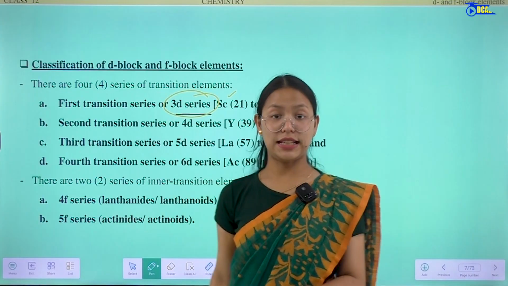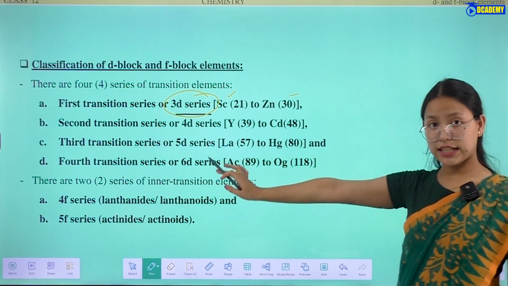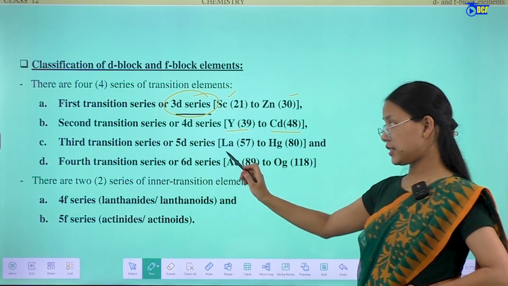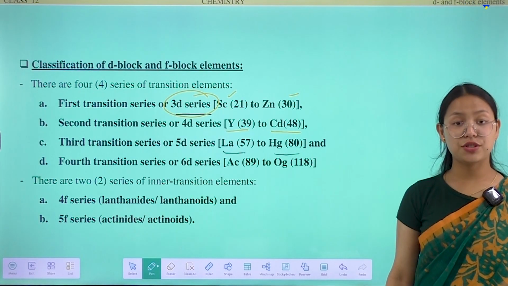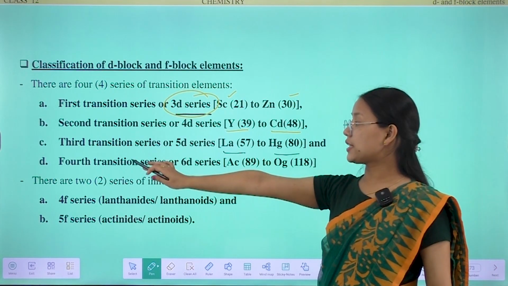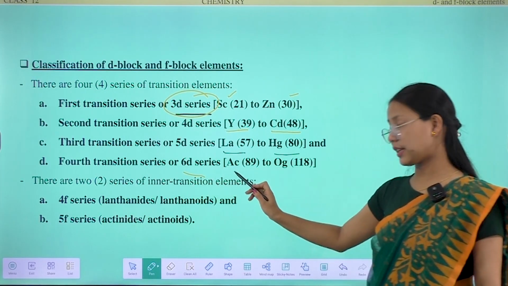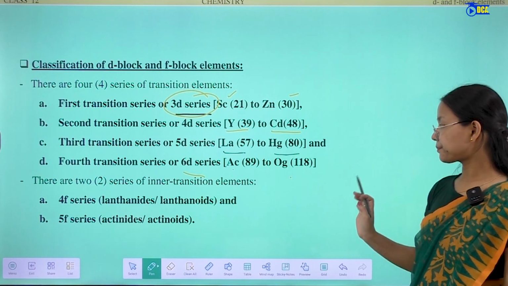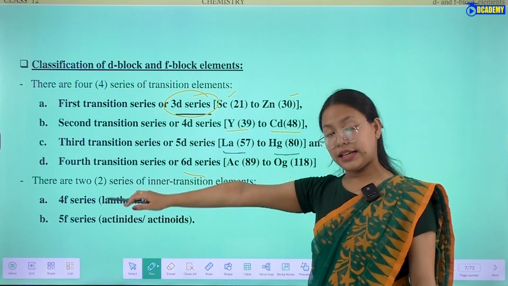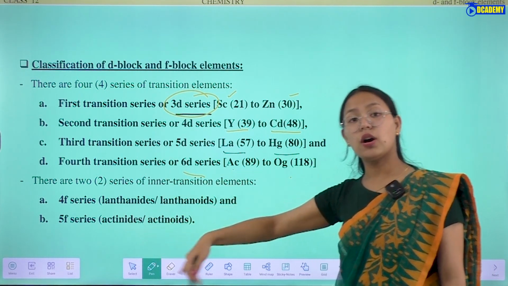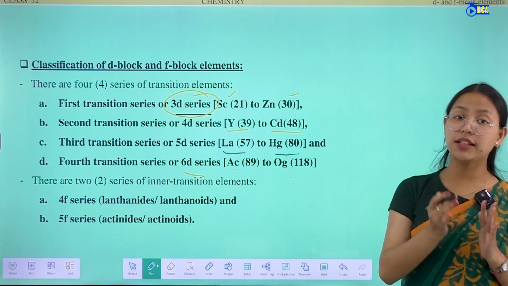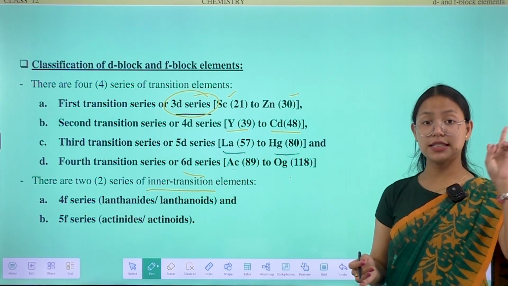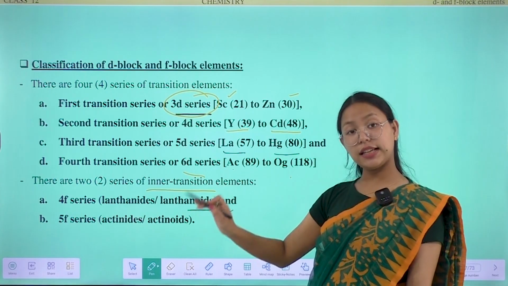Let's see here: the 4D series goes from yttrium to cadmium. Then the transition series goes from lanthanum to mercury, Hg. Then again this fourth transition series, the 6D series, goes from actinium onward. Now again here the lanthanide series, or 4F series, the F block elements, are the inner transition elements. Lanthanoids, or lanthanides.